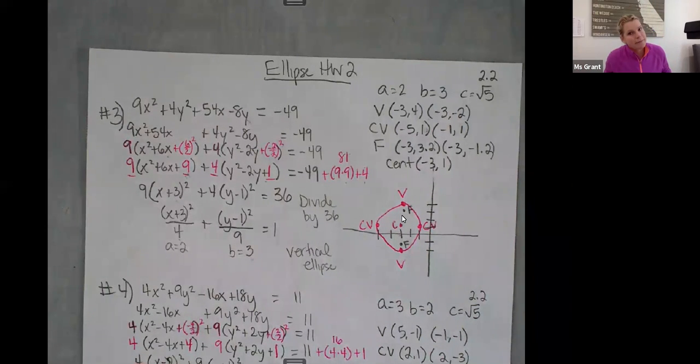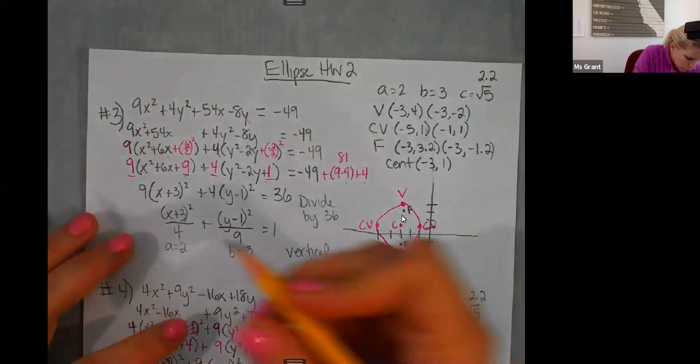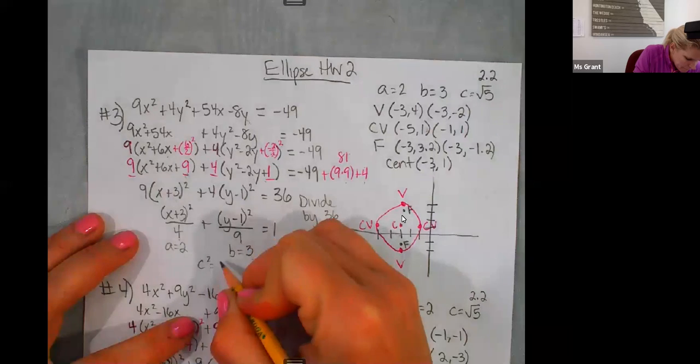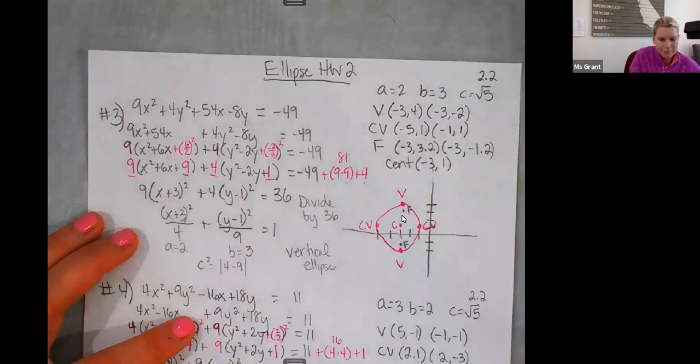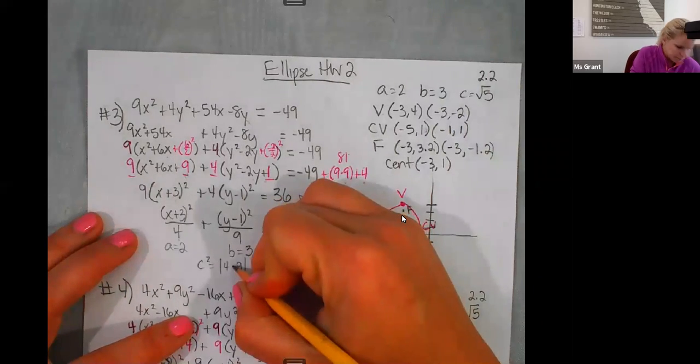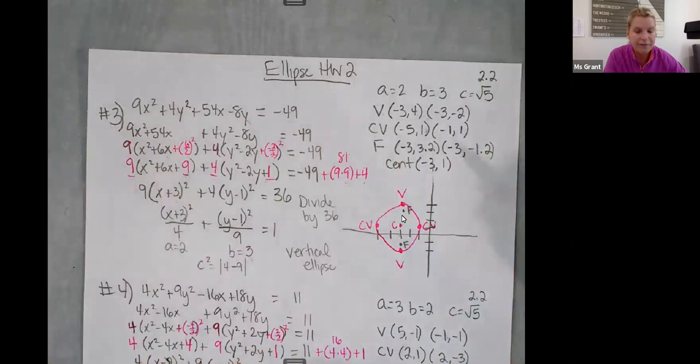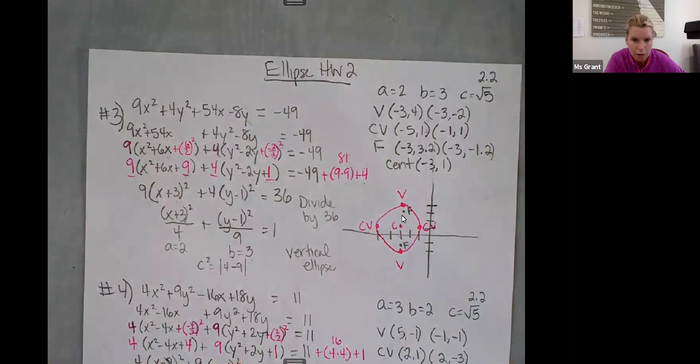My foci, how to find my foci? Well, it's rad 5 because I did 4 minus 9. Okay, so that gives me the rad 5. Rad 5 is the same as 2.2.